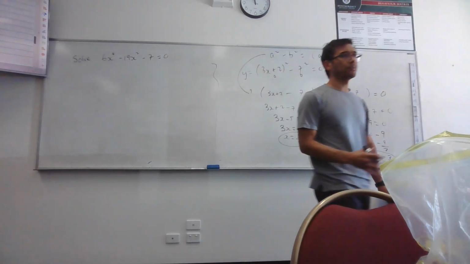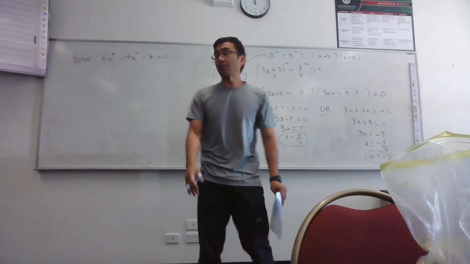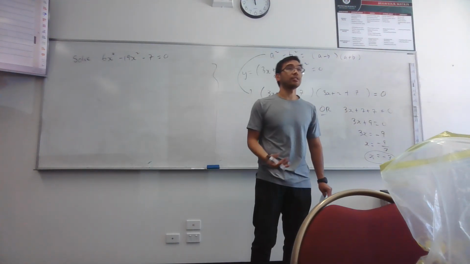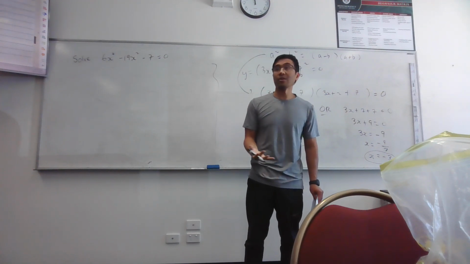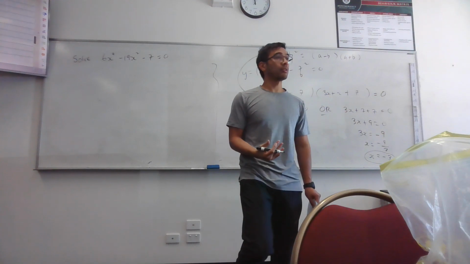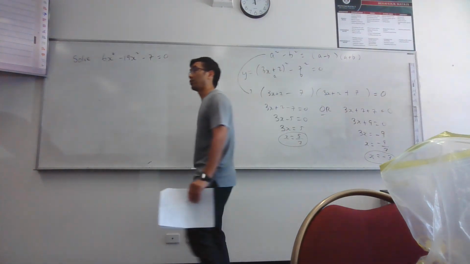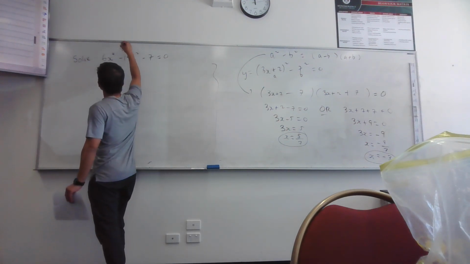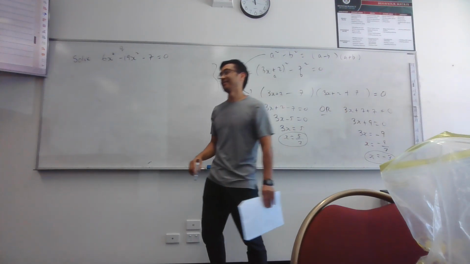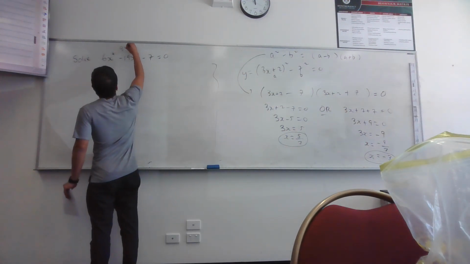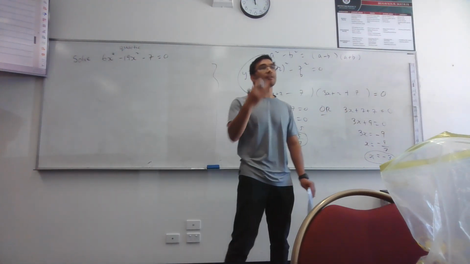Okay, this is the last example. 6x^4 minus 19x squared minus 7. I know this is not a quadratic. Does anyone know, by the way, what we call anything to the power 4? It also starts with Q. It's a quartic. It's called a quartic, x to the power 4.